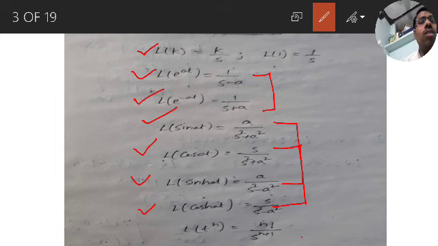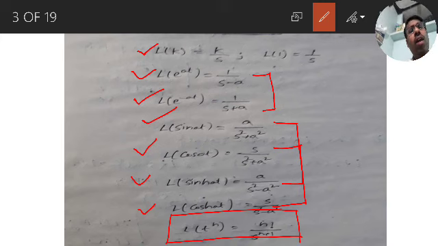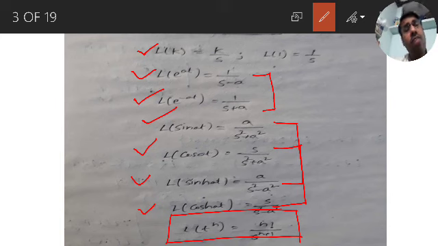Last one, L of t power of n is n factorial by s power of n plus 1. L of t power of 2 is 2 factorial by s cube. L of t power of 3 is 3 factorial by s power of 4. L of t power of 10 is 10 factorial by s power of 11.